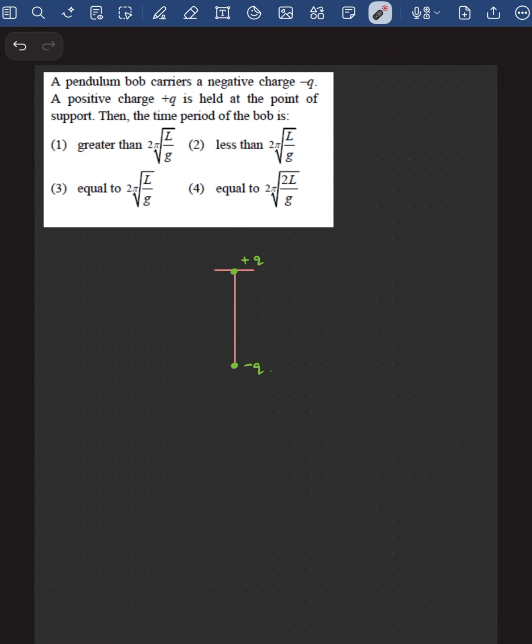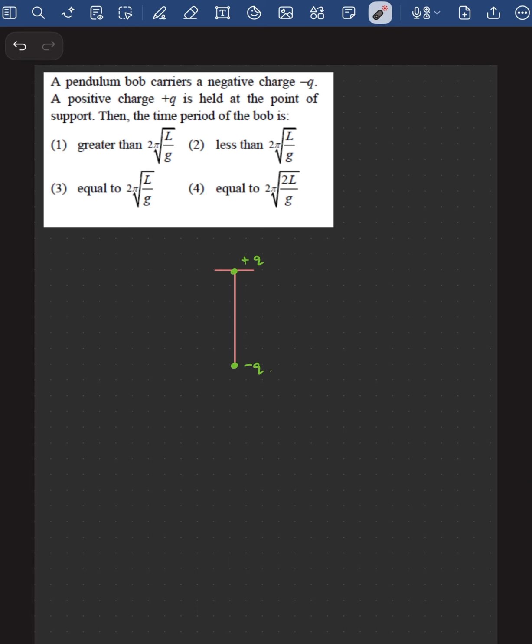Hey guys, so this was one of your homework questions. In this question, you had a pendulum bob which carries a negative charge, minus q, and you have a positive charge, plus q, which is held at the point of support over here, right? From this, he's asking to calculate what will be the time period of this bob when it undergoes oscillations, right?